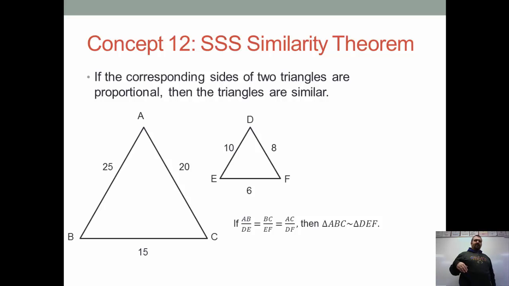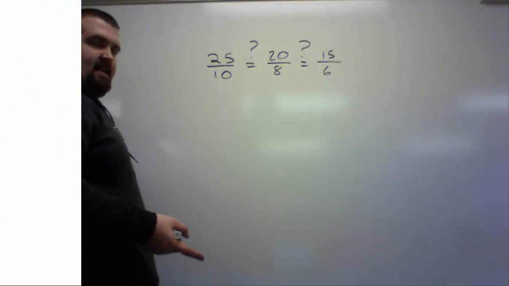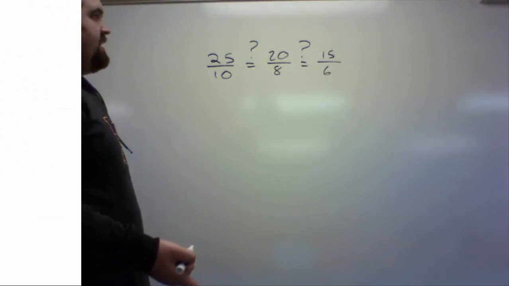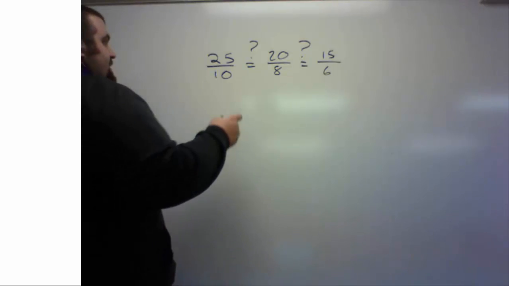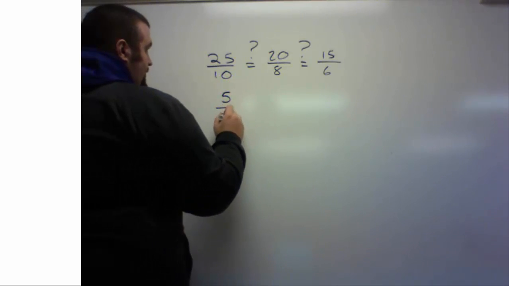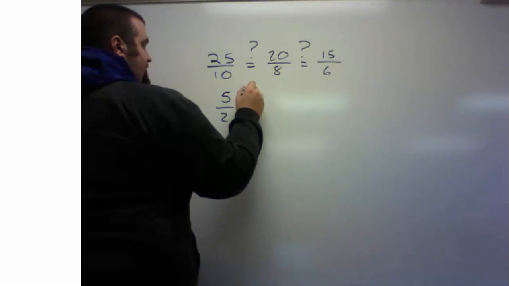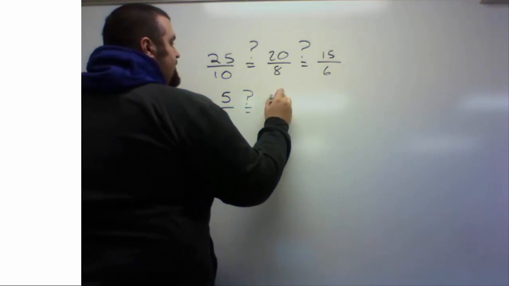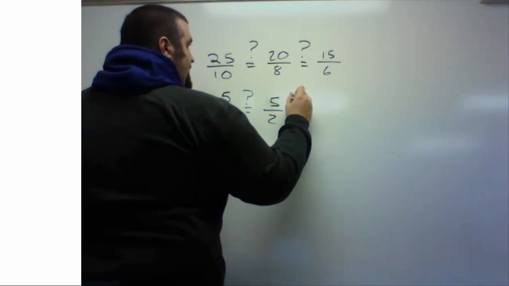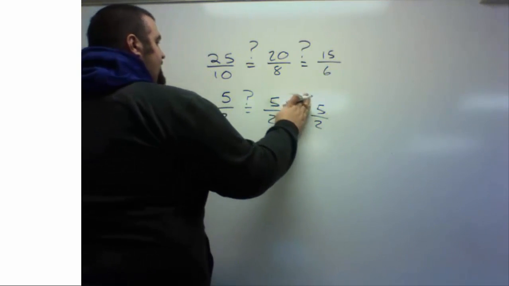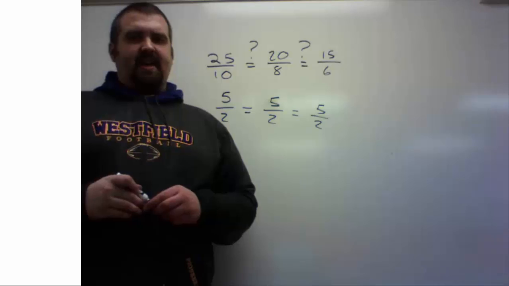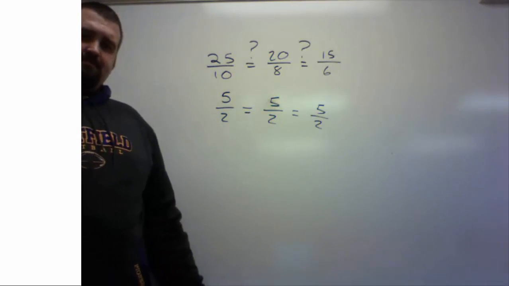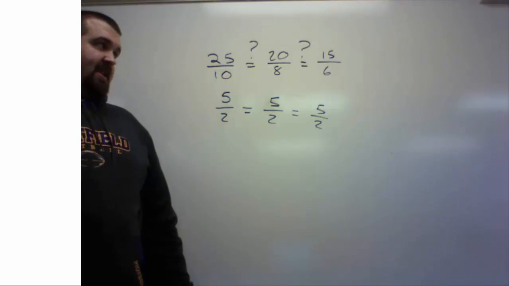If I compare 25 to 10, 20 to 8, and 15 to 6, what I find is I don't know if they are equal yet. But if they are, I know that these two triangles have to be similar because of the side-side-side similarity theorem. So if I look, this reduces to 5 to 2. This reduces to 5 to 2. This reduces to 5 to 2. They are equal, therefore the triangles are similar because all three sides are proportional to the other three sides. And that's enough to show that these two triangles are similar.